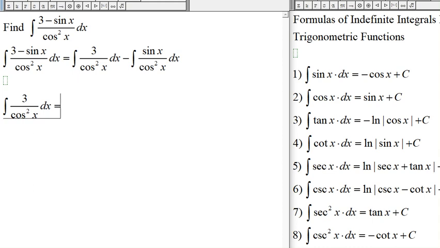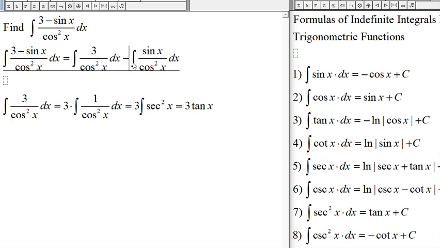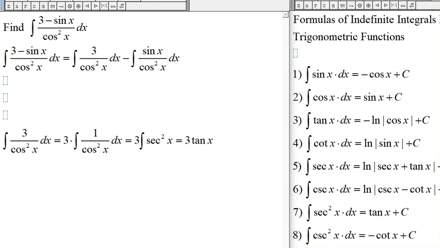This is the same as 3 times 1 over cosine squared of x. But recall that 1 over cosine squared is the same as secant squared of x. And then from our list of the formulas we developed earlier, the antiderivative of secant squared of x is tangent of x. So this is tangent of x. And then the second integral right here, so for this one we get 3 tangent of x.